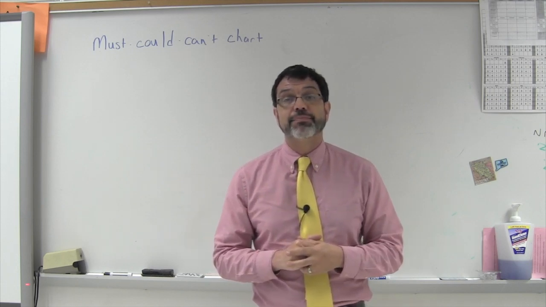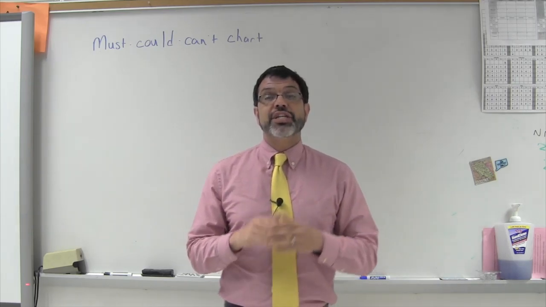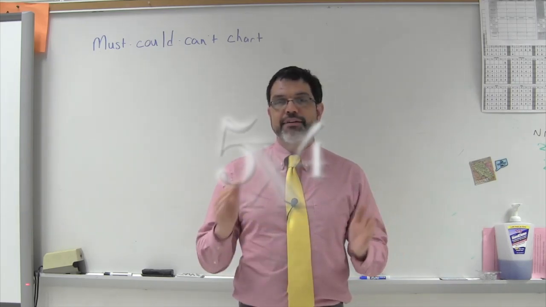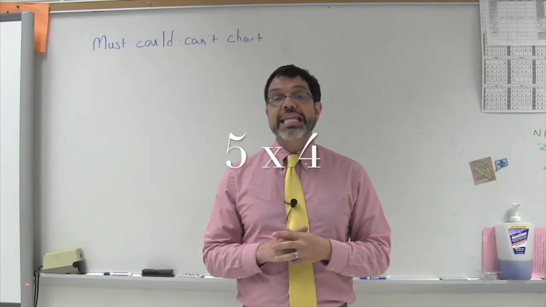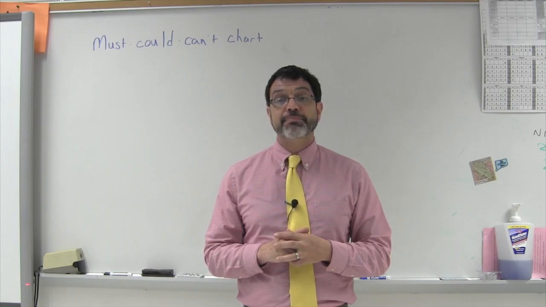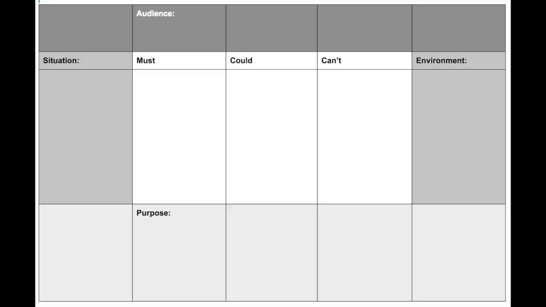So how do we begin? First thing you do is you need to create a table, 5x4 boxes. And in that table, you're going to identify at the top, the audience, at the bottom, the purpose, and on the sides, I like to differentiate between situation and environment. And then in the middle boxes, you're going to have must, could, and can't.